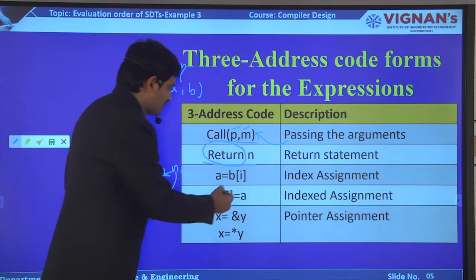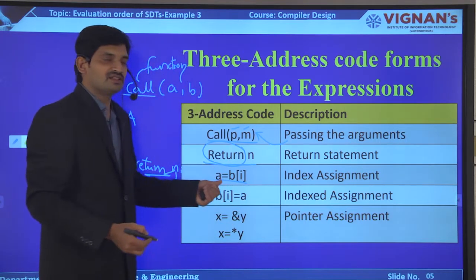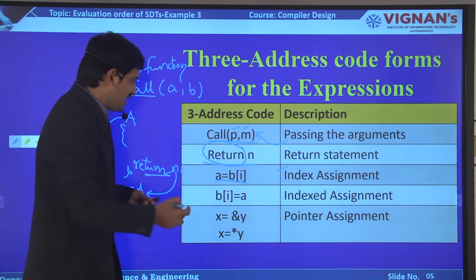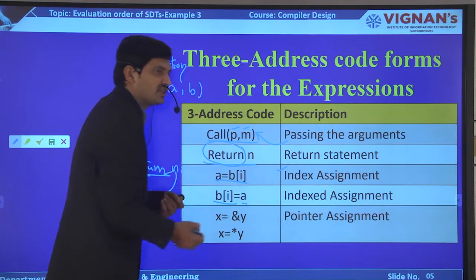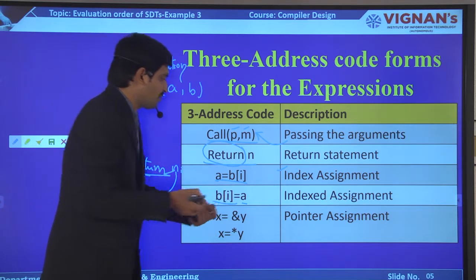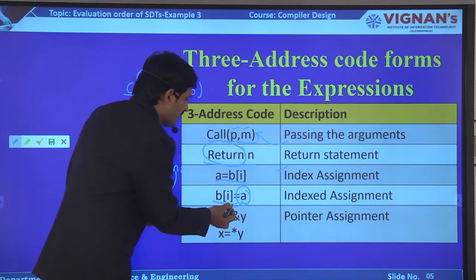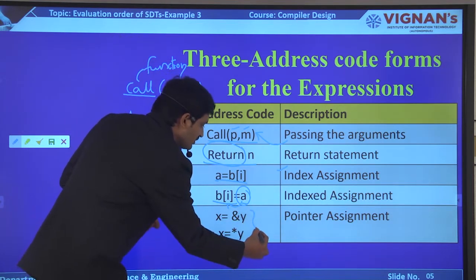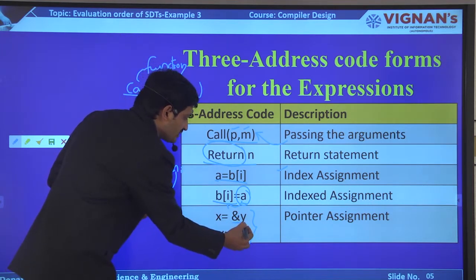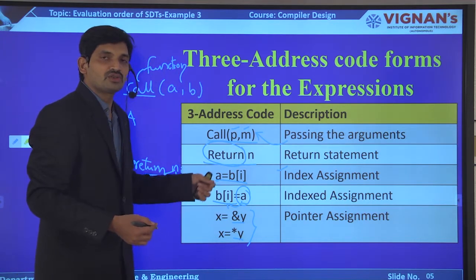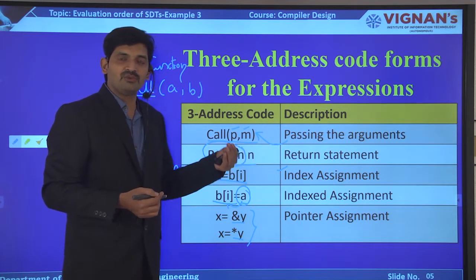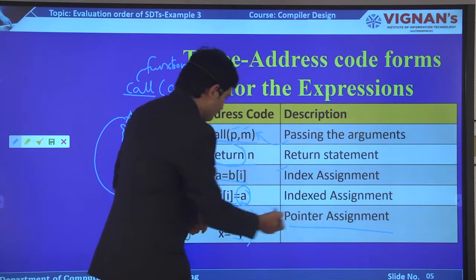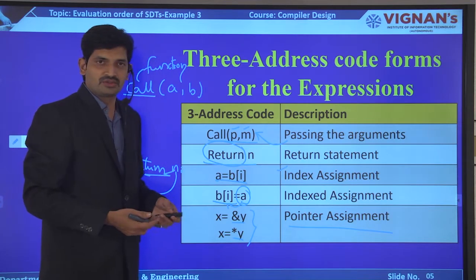Next, a equal to b of i. This is the index assignment, which is used in arrays. And b of i equal to a. That means I am assigning some particular value to the array. This is the indexed assignment. Now come to the next one. This is x equal to pointer statements. So what is a pointer? A pointer is a variable which can store the address of another variable. For the pointer statements, these are the 3 address codes.